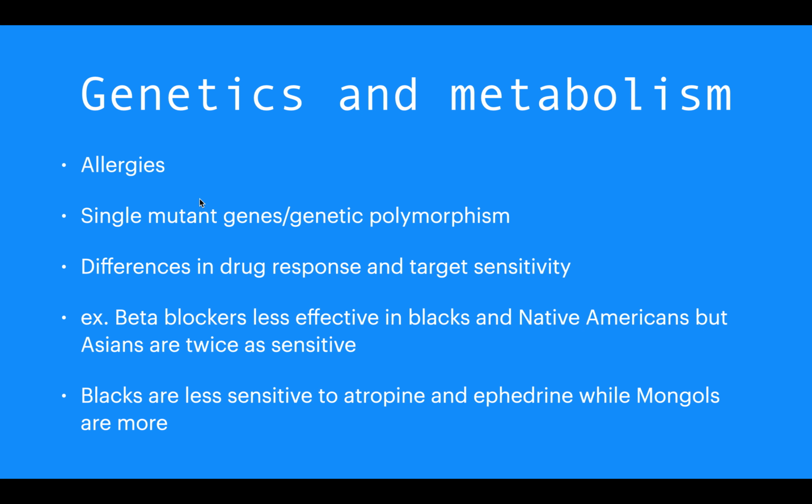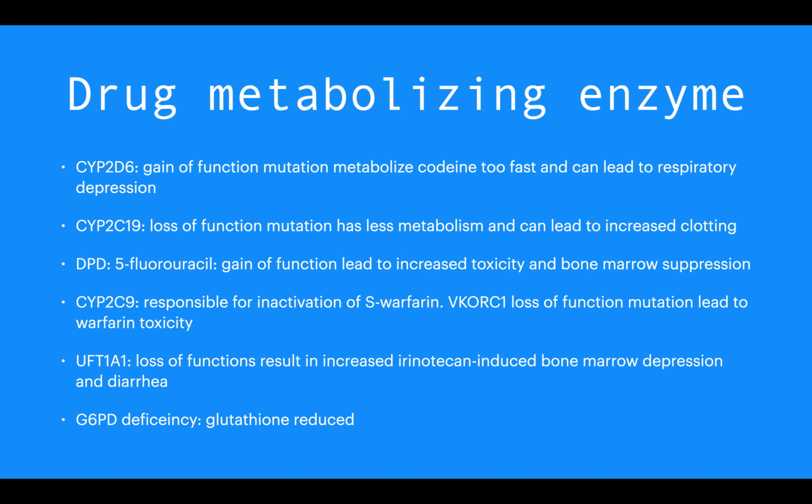So genetics play a huge role in the way our bodies metabolize drugs. Some people have allergies to drugs, and it could be due to just mutant genes, genetic polymorphism. But usually the genetic polymorphism is what affects our metabolism of drugs. Beta blockers are going to be less effective in people who are not just African American, but Black, and then people of Native American descent. But people of Asian descent are going to be twice as sensitive.